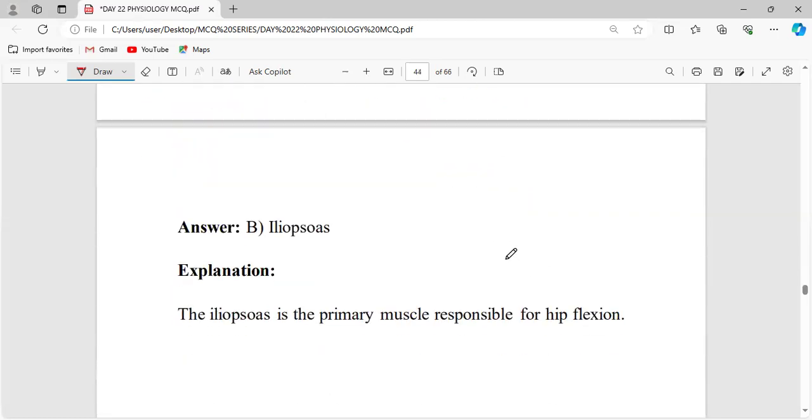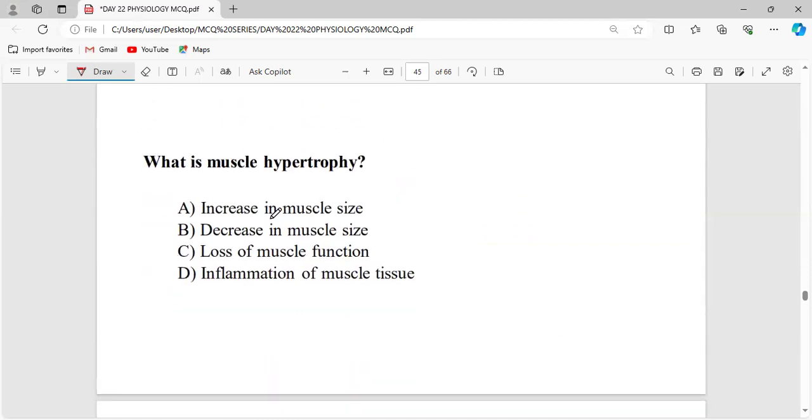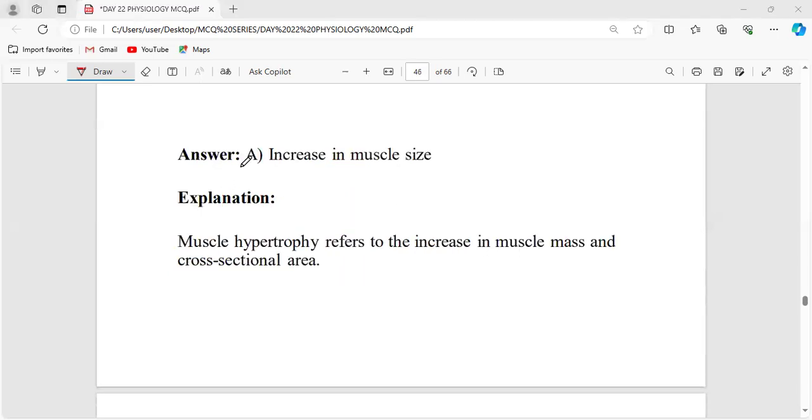And the name of the muscle will be the iliopsoas. Okay. This is the primary muscle responsible for hip flexion. And what is muscle hypertrophy? Increase in muscle size, decrease in muscle size, loss of muscle function, inflammation of muscle tissue. What is muscle hypertrophy? That will be increase in muscle size.